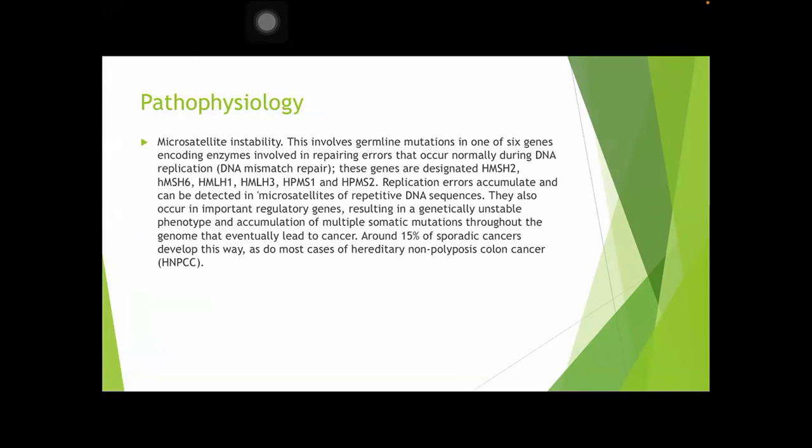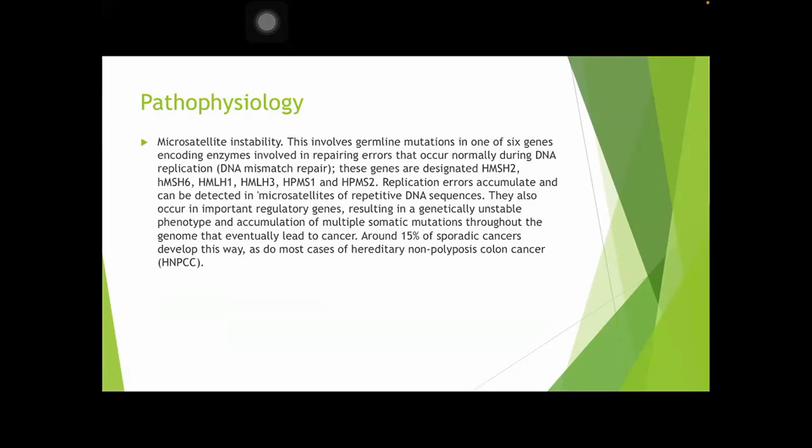Second, I'm going to talk about microsatellite instability. This involves germline mutation in one of 6 genes encoding enzymes involved in repairing errors that occur normally during DNA replication, DNA mismatch repair. These genes include hMSH2, hMSH6, hMLH1, hMLH3, and so on. There are actually 6 genes, as we said. What's going to happen is that a repair error will occur in these genes, which will have a mutation.